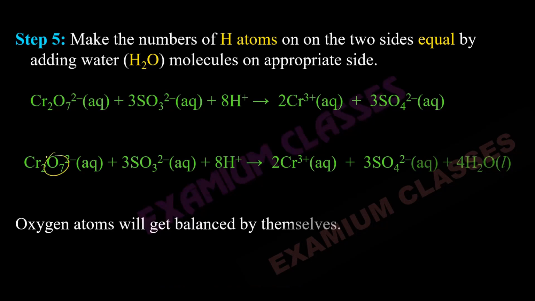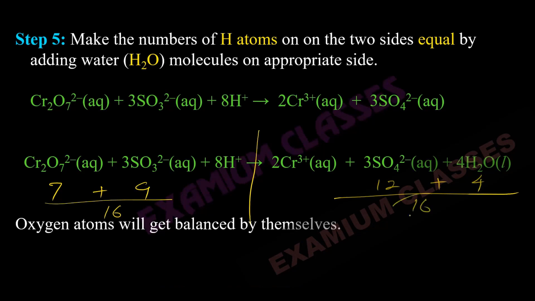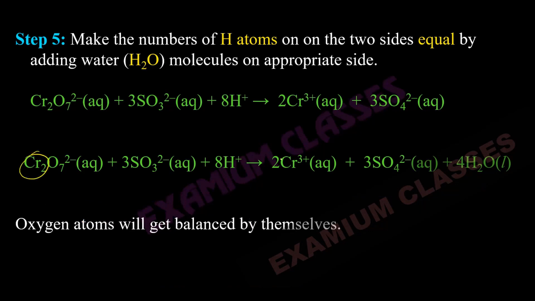You can check. Oxygens here, 7. Oxygens here, 3 into 3, 9. 7 plus 9, 16 total oxygens. On the right hand side, 3 into 4, 12 oxygens, plus 4 here in 4 H2O molecules. 4 plus 12, 16. On both sides, you have 16 oxygen atoms. Everything is balanced now. 2 chromiums on the left hand side, 2 chromiums on the right hand side. 3 sulfurs on the left hand side, 3 sulfurs on the right hand side. Oxygens, I have shown 16, 16, hydrogen 8, and 4 into 2, 8. This is the balanced reaction.